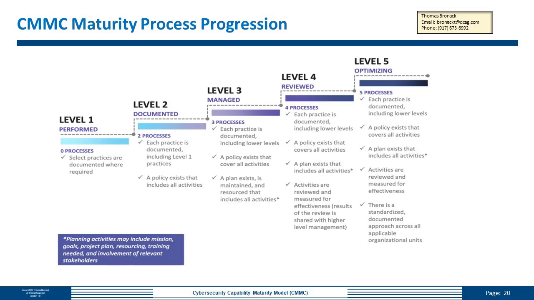Level 4, reviewed. Each practice is documented, including lower levels. A policy exists that covers all activities. A plan exists that includes all activities. And activities are reviewed and measured for effectiveness. Level 5, optimizing. All preceding steps have been completed successfully. All activities are periodically reviewed and improvements made after a post-review is conducted. There is a standardized documentation approach across all applicable organizational units.